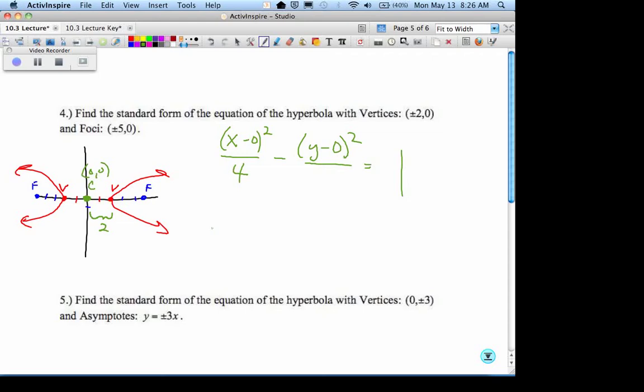Then you look at the c value. Remember, it's plus here. So how far is it from the center out to the focus? 5. So that's going to be 25 for c. We already know that our a squared is 4. So what's my b squared? It's 21. So there's your final equation. You could have x squared over 4 minus y squared over 21. Got to have the subtraction there, and it's got to be equal to 1.